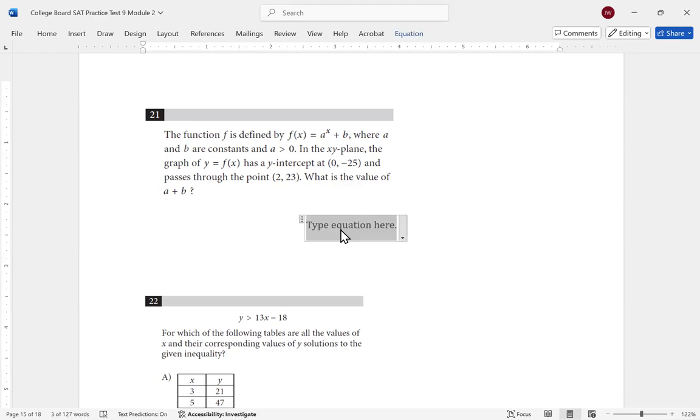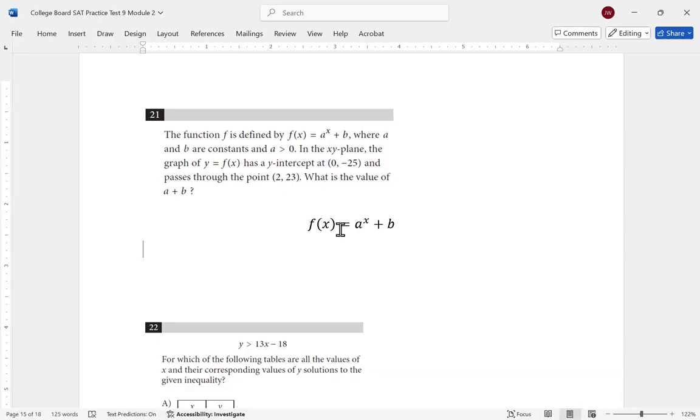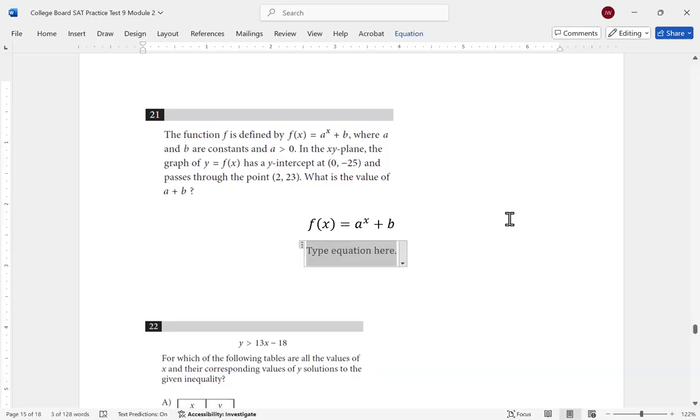So let's start with the y-intercept first. This says if you plug in 0 into the function, we're going to get out an output which is negative 25. So let me write down the function again. F of x is equal to a raised to the x power plus b. So we get out an output of negative 25 when x is 0.